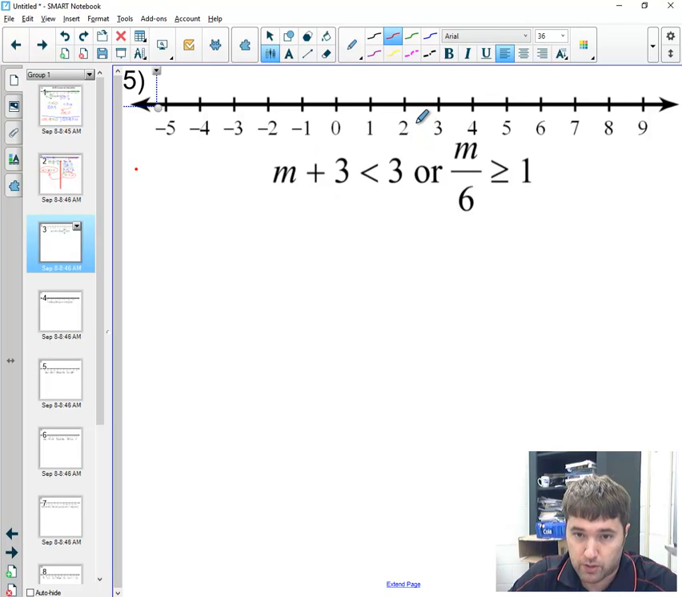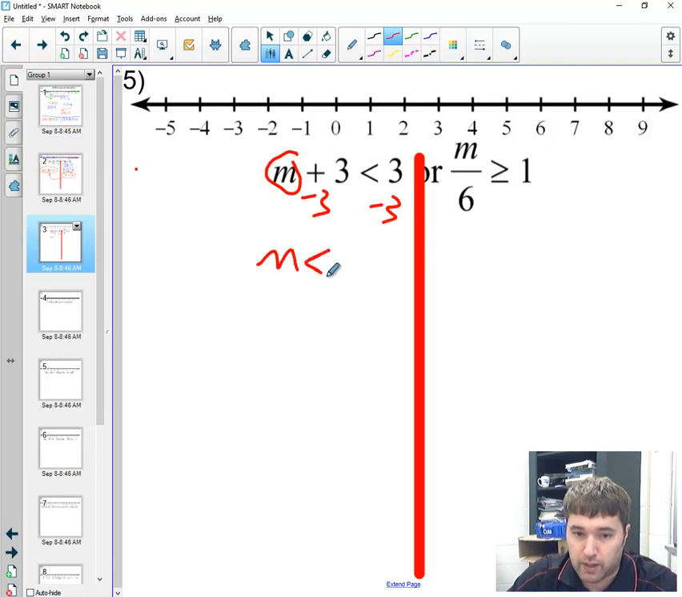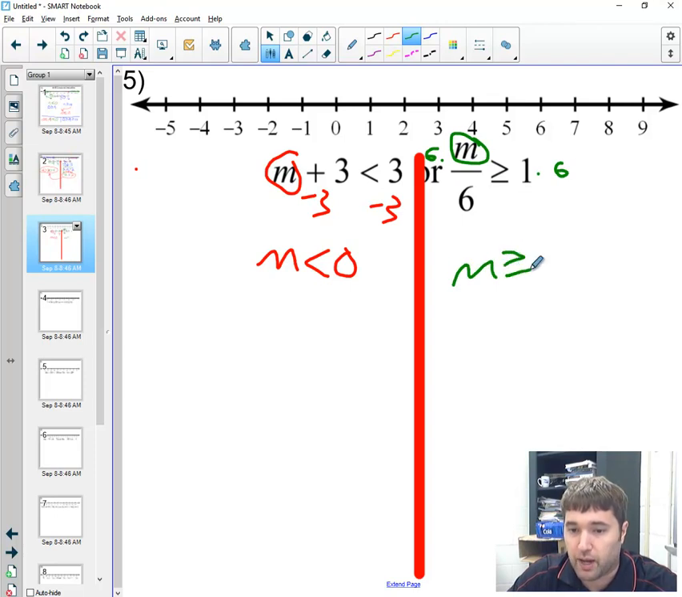Let's do number 5 real quick. We first draw the line to split up the problem. We then circle the variable, take care of the hater, subtract 3 from both sides. We get m is less than 0. On the other side, circle the variable, take care of the hater, multiply by 6. Since we're multiplying by a positive number, we do not switch the signs. m is greater than or equal to 6. We would then graph that, but I'm going to show you later on.